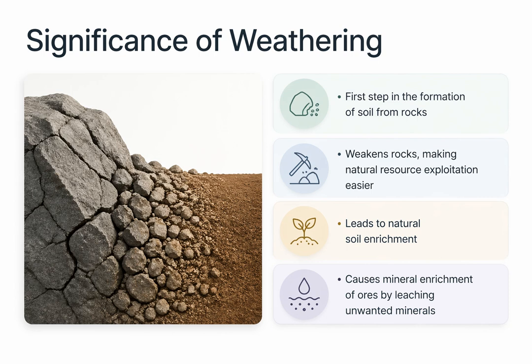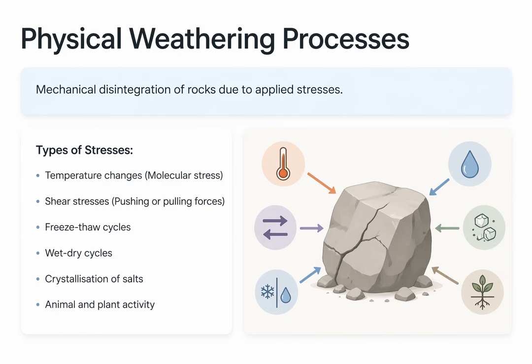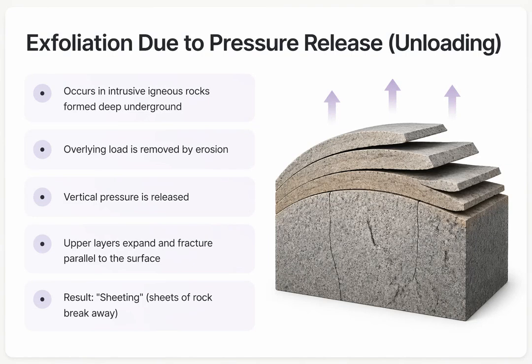minerals over time. Diving into physical weathering, this involves the purely mechanical breakdown of rocks. The chemical composition of the rock does not change, it is simply broken into smaller pieces. This happens because of various stresses. Temperature changes cause molecular expansion and contraction, while pushing and pulling forces create shear stress. Other major drivers include the expansion of freezing water, the growth of salt crystals, and even the physical activities of plants and animals. One fascinating type of physical weathering is exfoliation due to pressure release, also known as unloading.